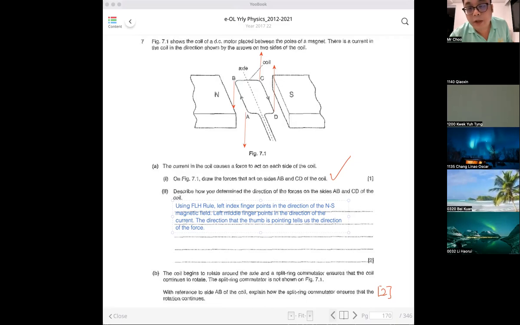Okay, Oscar, your direction is wrong. Can you check again? You mentioned that on the AB side upwards, that is wrong. Can you try again before I move on?